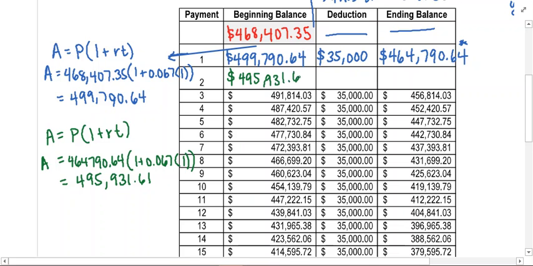Again, that is how much we're starting with right before the second payment is made. Then it's time to make another $35,000 payment to John's wife and child. Right after the second payment is made, we can calculate the ending balance at that point in time. All we need to do is take this amount, $495,931.61, and subtract out the $35,000.